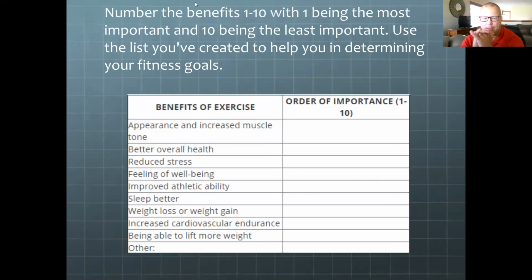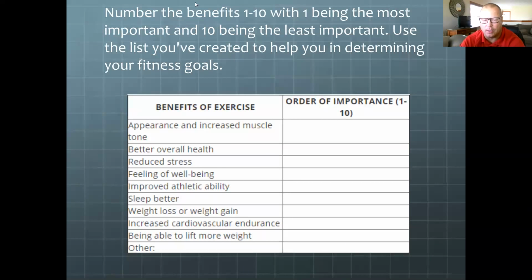So this is a little activity that you can do for individuals if they're having difficulty deciding what they want to make a goal about. Basically you're ranking some of these things that people have chosen as setting goals for. So appearance and increased muscle tone possibly, or just better overall health, or you want to reduce stress in your life. You'd like a better feeling of well-being. Maybe for some people it's improving their athletic ability or sleeping better. I would say that would be one of my goals, I don't sleep very well. Weight loss or weight gain. Do you want to increase your cardiovascular endurance, being able to lift more weight possibly, or other.